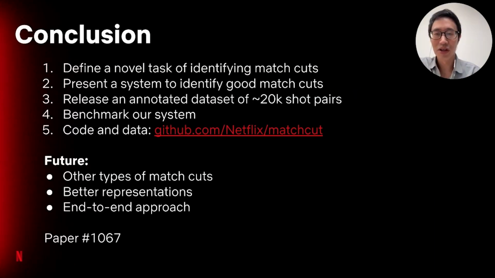In conclusion, we have defined a novel task of identifying match cuts, present a system to identify good match cut candidates, release an annotated dataset of 20,000 shot pairs, benchmark our system, and release code and data. In the future, we hope to look into other types of match cuts, better representations, and end-to-end approaches.